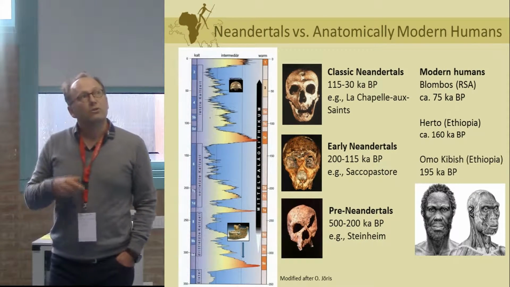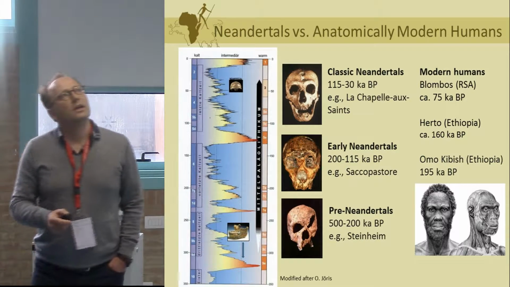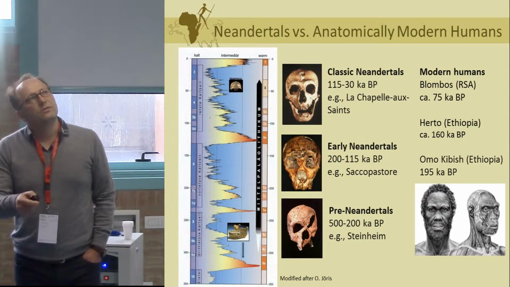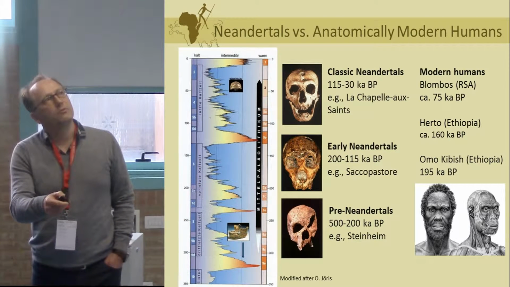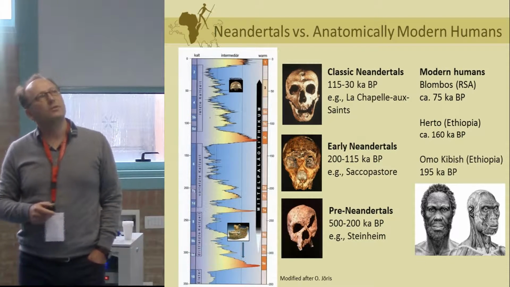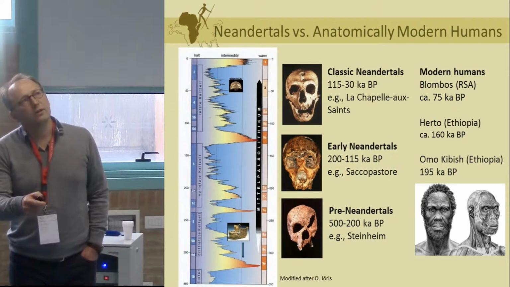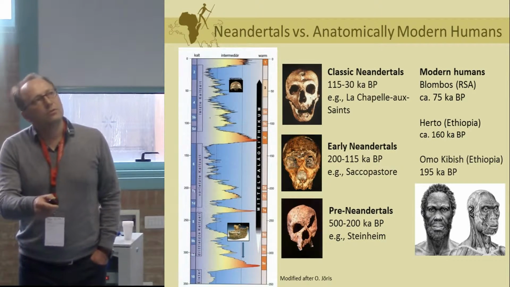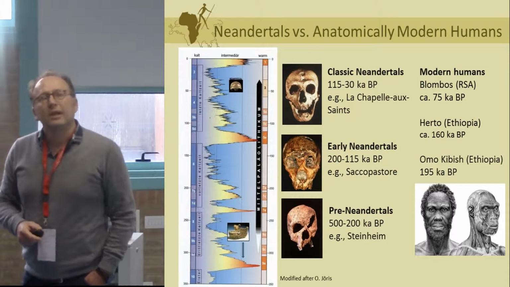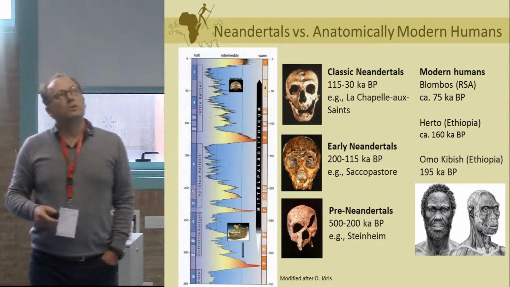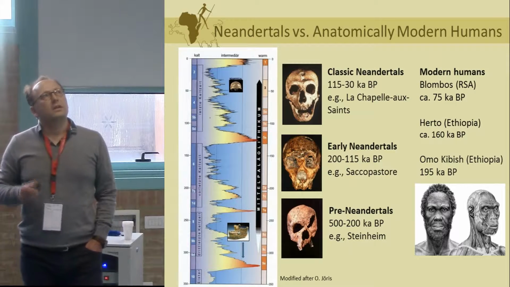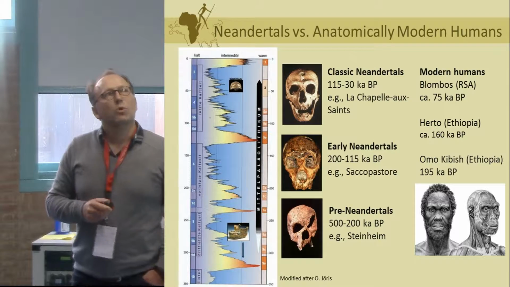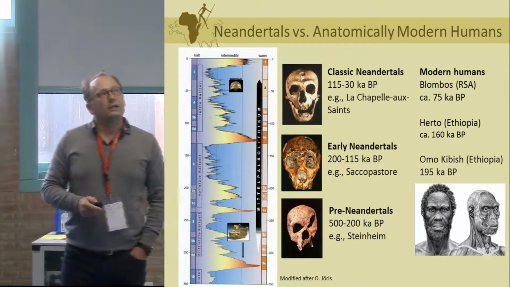However, also the modern humans are more or less appearing at the same time period. So we have, for example, Blombos here at 75,000 BP, or Herto at 160,000 BP, or even Homo Kivish in Ethiopia at 195,000 BP. So that means early hominids, in this case the Neanderthals, the classic, and the early Neanderthals, as well as the modern humans, appear at the same time period.